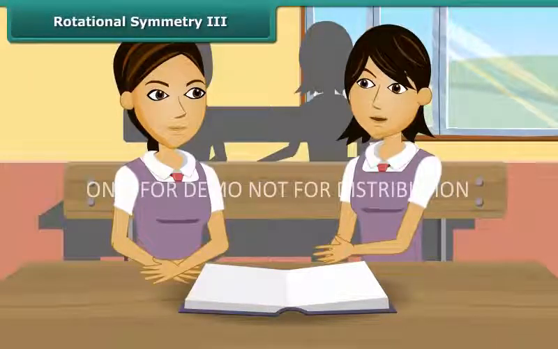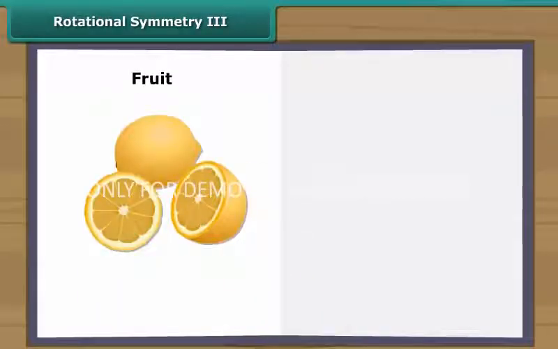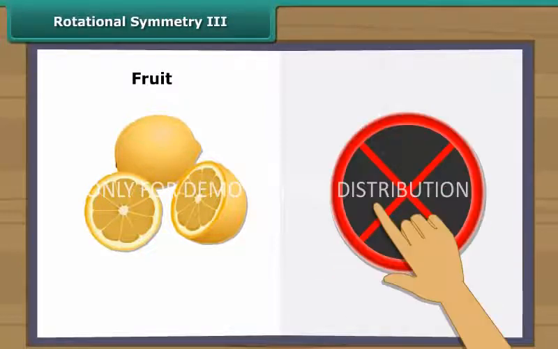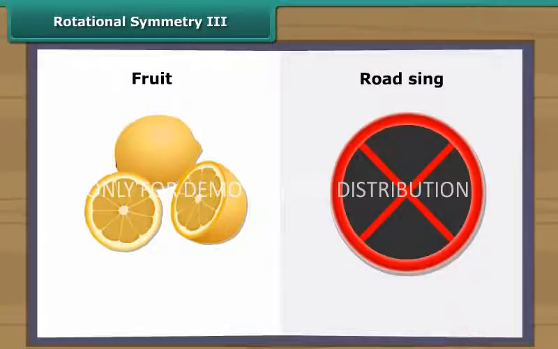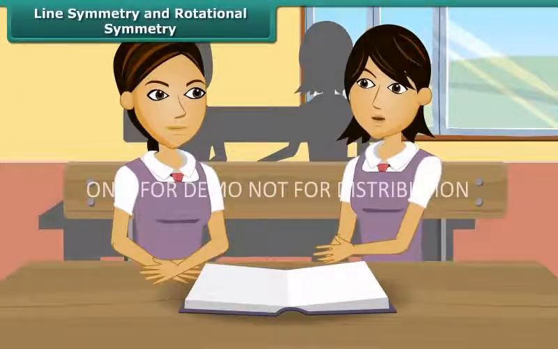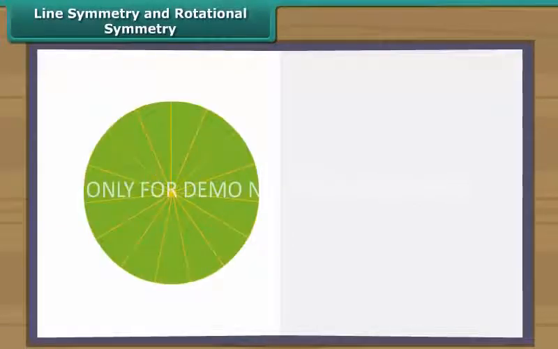Priya, can you tell the shapes around us which have rotational symmetry? Yes. When we slice certain fruits, the cross sections are shapes with rotational symmetry. There are many road signs that have rotational symmetry. Do you know which the most perfect symmetrical figure is? Is it the circle? Yes, the circle is the most perfect symmetrical figure.